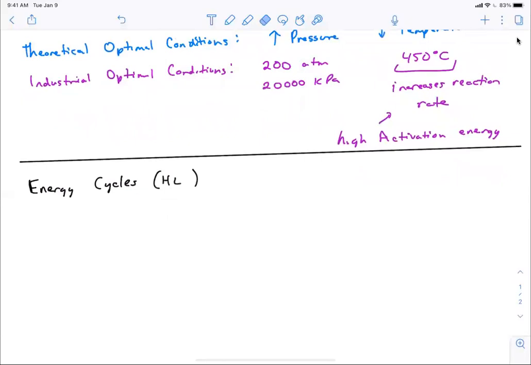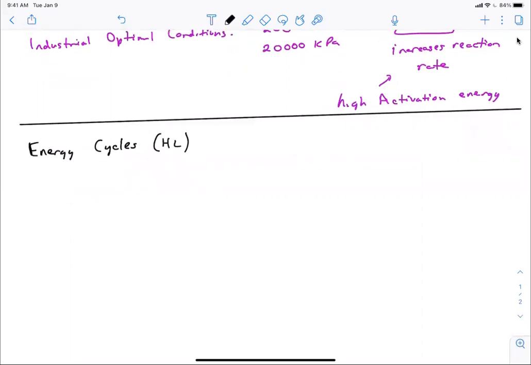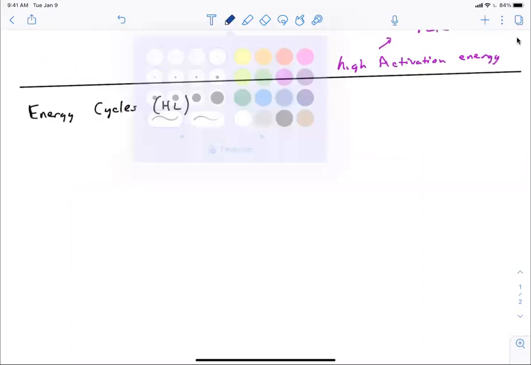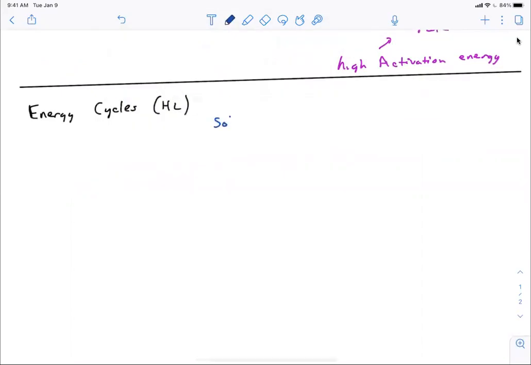Energy cycles. Actually, I'll keep this HL. But I don't think this is necessarily out of the realm of possibility of SL, even though it's not explicitly stated. I think it's still possible that they could ask you something about this in HL as kind of a challenge question and not like a normal question. So an energy cycle is a visualization of various reactions that add up to an overall reaction. And I don't remember when I talked about this in the review, but I think the visualization of it actually helps you solve things a little bit easier. And so one example of energy cycle is the enthalpy of solution.